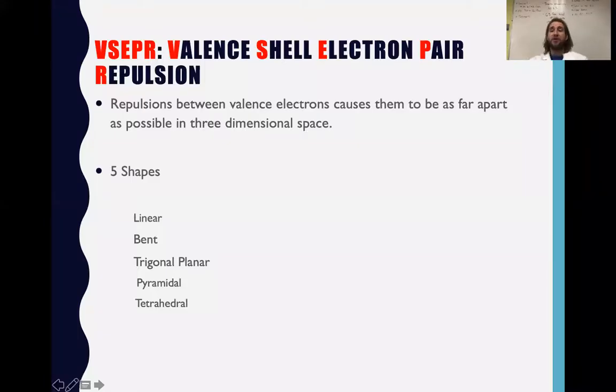So now that we know how to draw these different covalently bonded molecules, we can start to describe their actual physical arrangement in three-dimensional space. And that's where we get to our new piece of the puzzle, valence shell electron pair repulsion, or more commonly referred to as VSEPR diagrams.